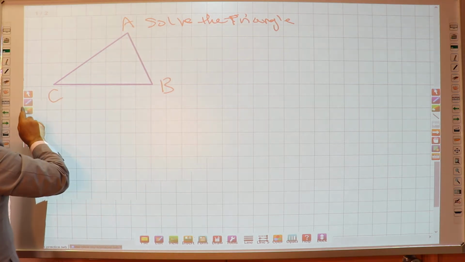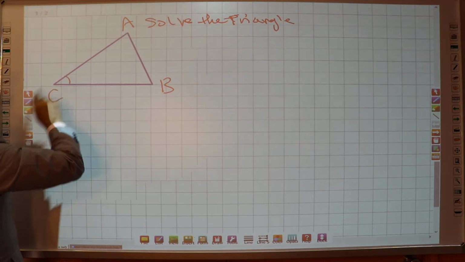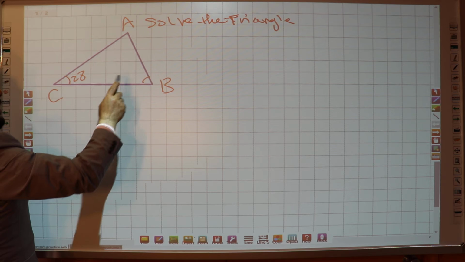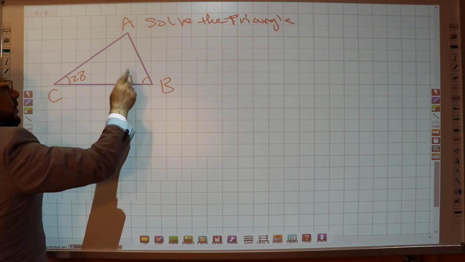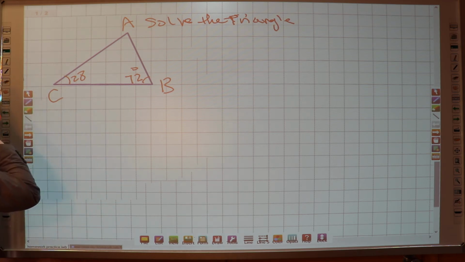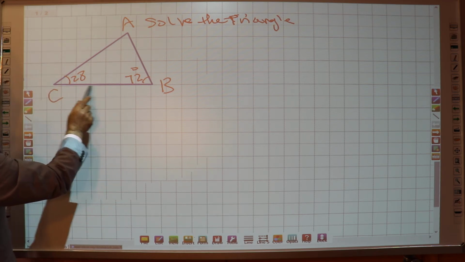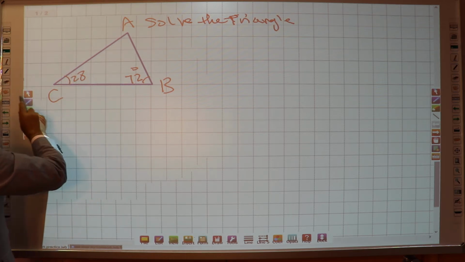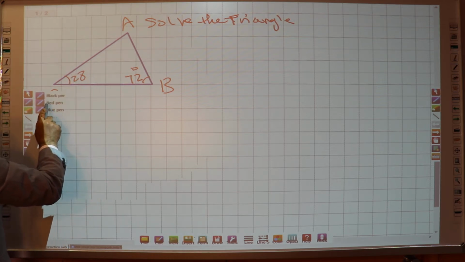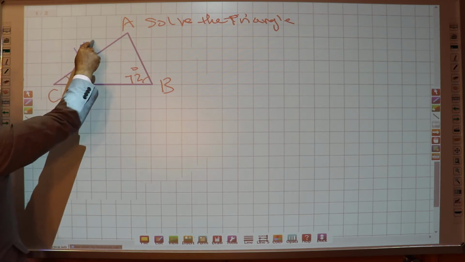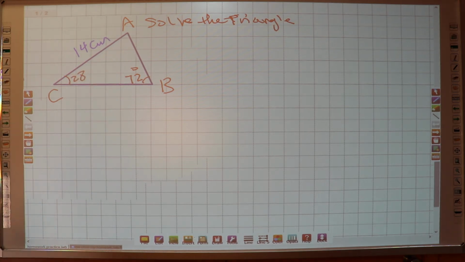Now we have A, B, C. We have two angles given. If this is 28, I'm making my number, and this is 72 degrees. If we had the side here, we'd call it angle, side, angle. Now we need angle, angle, side. I promise you, after I finish this, I'm gonna give you some tricks for this one problem in SAT. The side is 14 centimeters. Now what's step one?